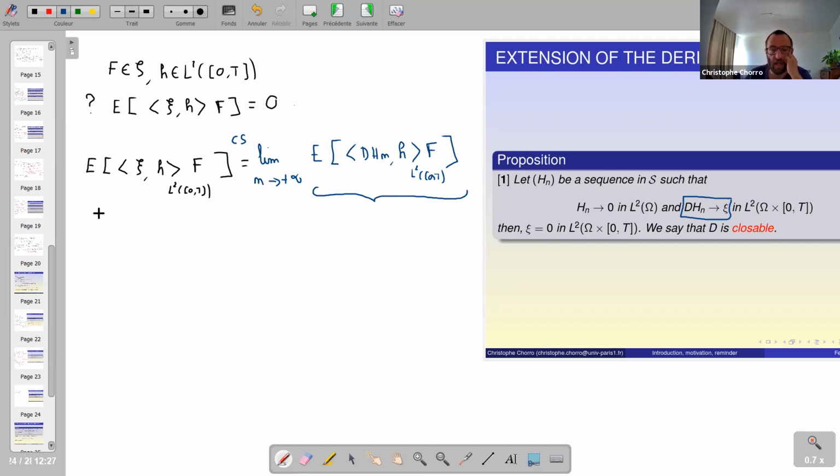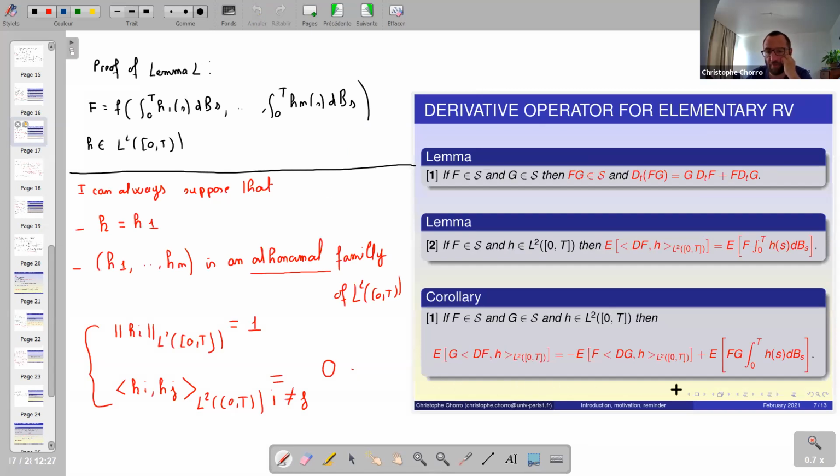I have proved the corollary previously. I have proved this corollary, what I have called this integration by part formula. This integration by part formula that we are going to use because I have what? I have the term that I want to prove, in fact, if you want, this one, with here you have D of Hn, and you have F belonging to S. So let's apply the corollary one.